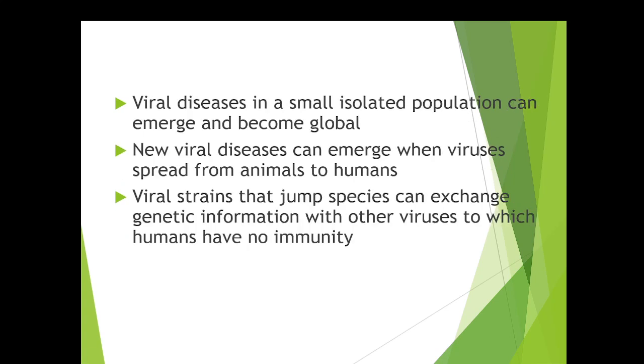A viral disease in a small, isolated population can emerge and become global. We've seen this in a number of different cases. The most common and most relevant to us was COVID-19. It was a new viral disease that emerged. This strain actually jumped species. In our case, we're pretty certain that COVID-19 came out of a laboratory where they were doing work. It was closely related to a disease that affects bats, and so it had some zoonotic properties, but it probably came out of a lab in Wuhan, China.